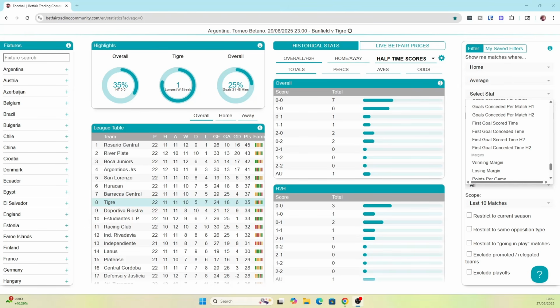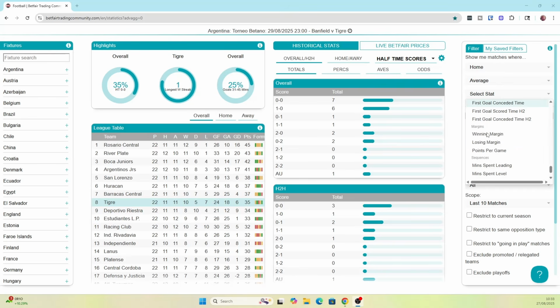First goal time is a good one here as well for average, where you can look at, well, I want teams that score later on in the match at their first goal. I don't want teams that score earlier. Maybe I want to have an under strategy that I want to scout at the start of a match. Well, that might be how you do it, looking at when they score, when they concede. Average winning margins, losing margins.